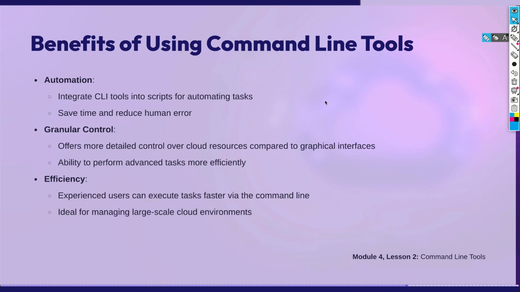Command line tools also give you granular control. So you gain more control over your cloud resources by allowing precise configurations and adjustments. So you have the ability to perform more advanced tasks more efficiently. You don't necessarily have to use the dashboard. That's why these APIs and CLI tools are available. And then finally, you have efficiency. So you can execute tasks faster than navigating through those graphical interfaces like the dashboard or the console for Rumble. And this gives you the ability to manage your resources quickly.